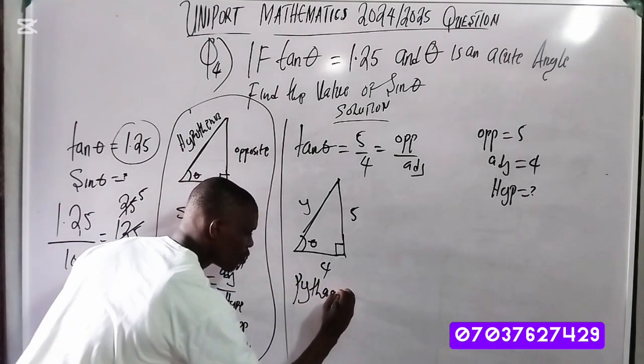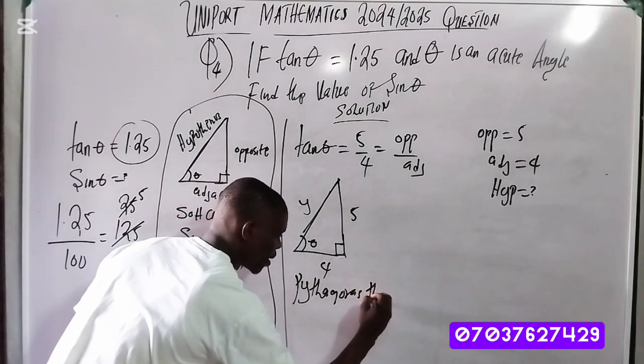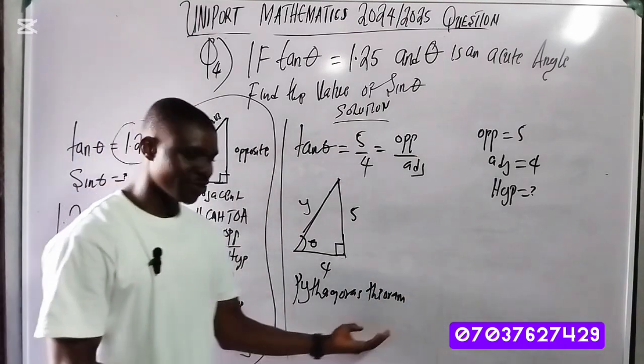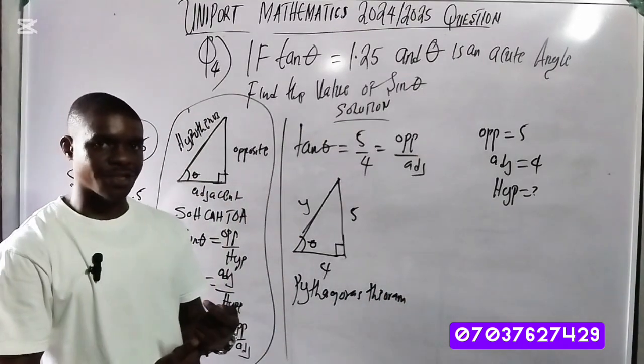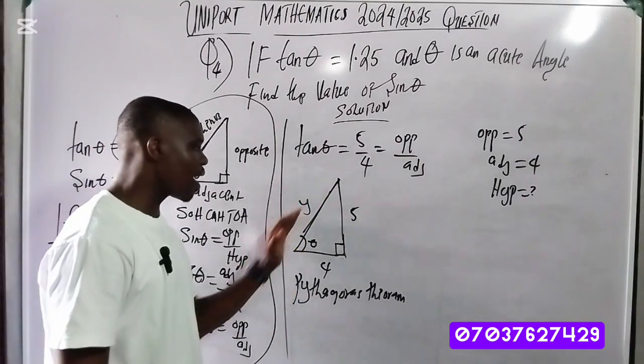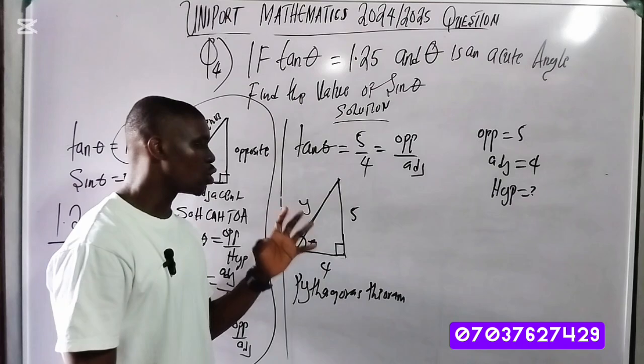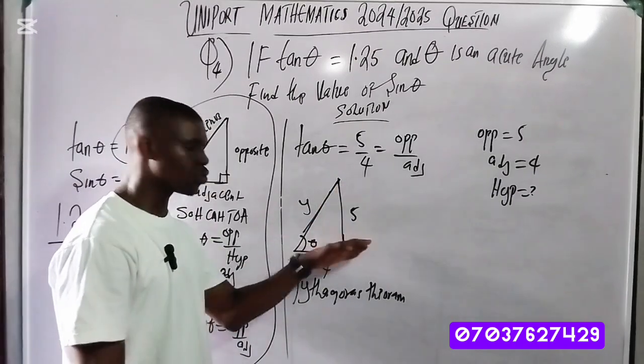Pythagoras theorem. I don't know if it's correct. Pythagoras theorem, right? Now, what is Pythagoras theorem? It's very easy. The square of the longest side is equal to the sum of the squares of the two other sides.